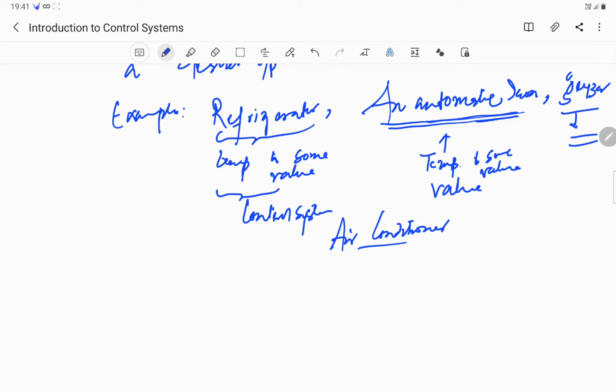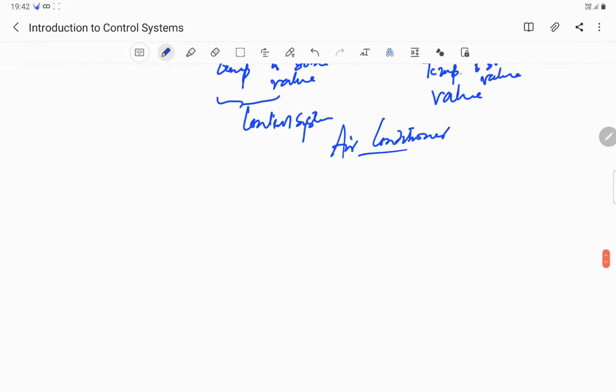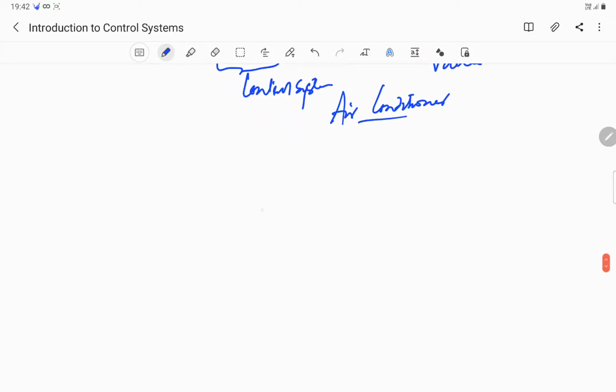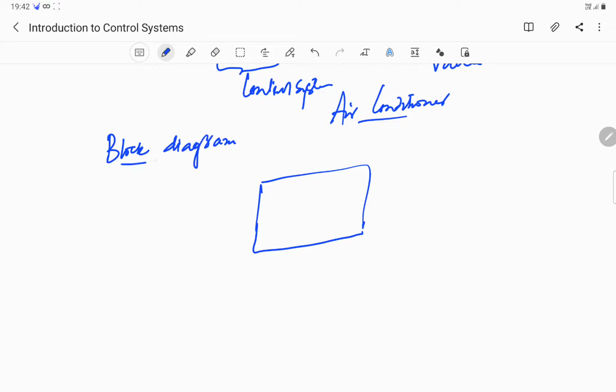Likewise, the desired output in case of a refrigerator is the temperature that it maintains. Again, in case of a geyser, the desired output is the temperature that the geyser maintains of the water which is within the geyser. So now we can draw the block diagram of a control system. So we have this as a control system.